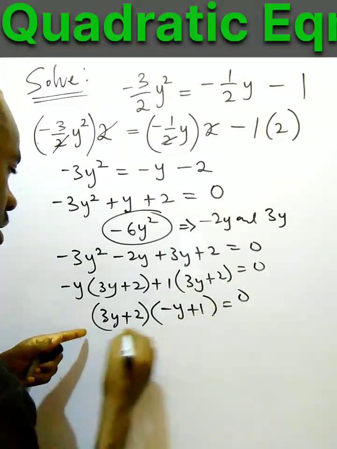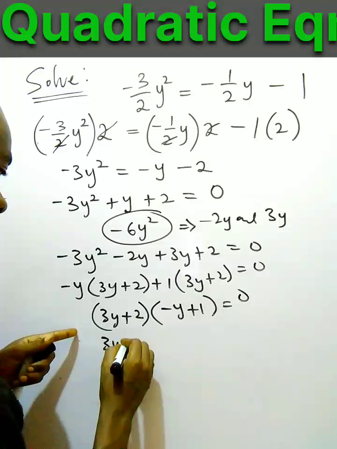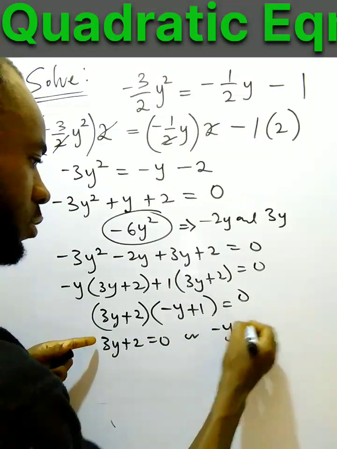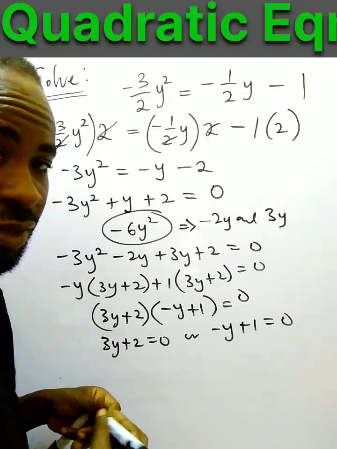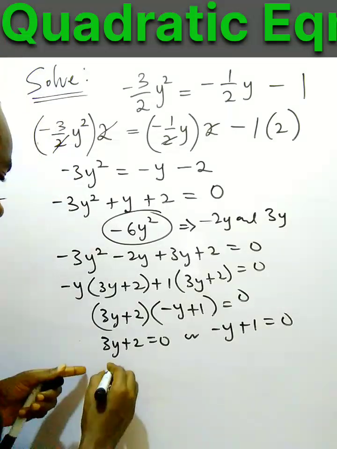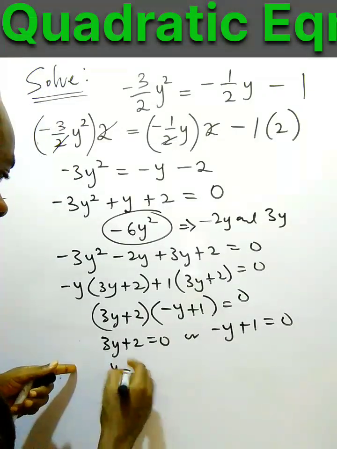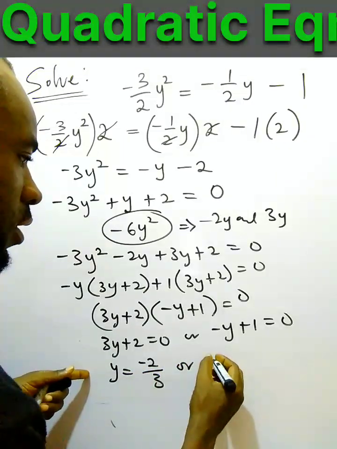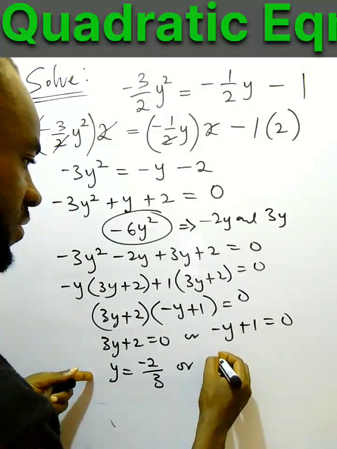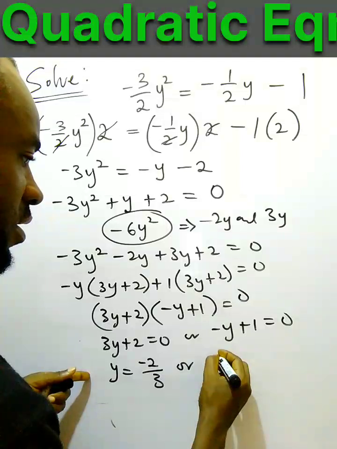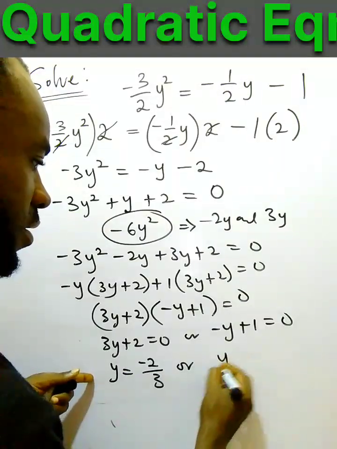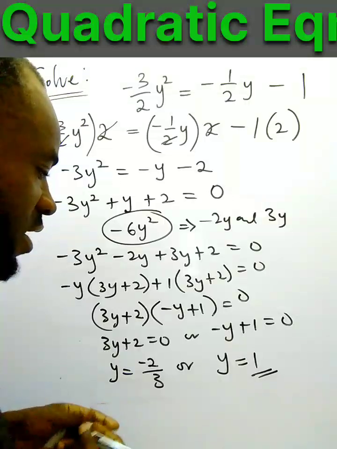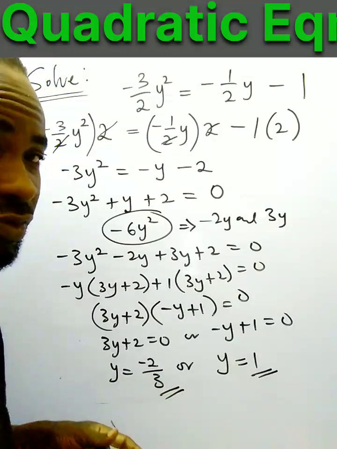So from here, I'm having that 3y plus 2 is equal to 0, or minus y plus 1 equal to 0. So from here, y is equal to minus 2 over 3, or from here, I know that this is also the same thing as y equal to 1. So these are the solutions to this quadratic equation.